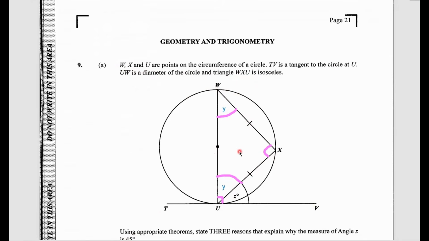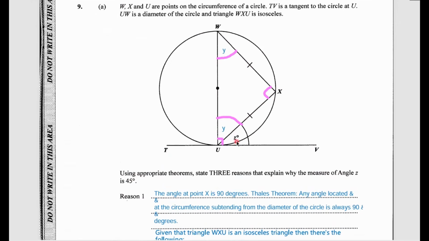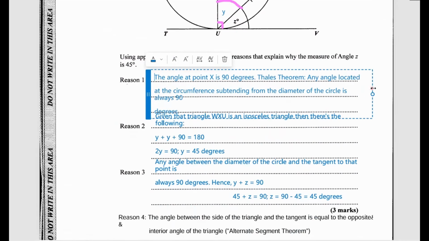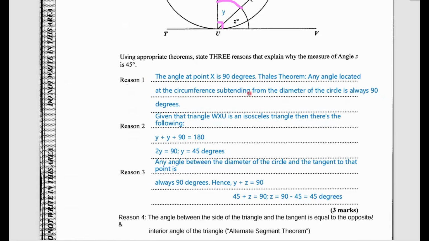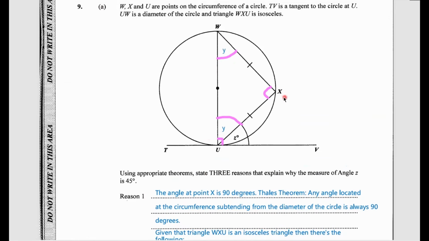Two strokes mean equal. Using geometry, state 3 reasons that explain why the measure of angle Z is 45. So I'm going to show how this is 45. There are many ways to do this. Again, I'm going to make this a little neater. So one reason is this, and I'm going to go through it quickly.